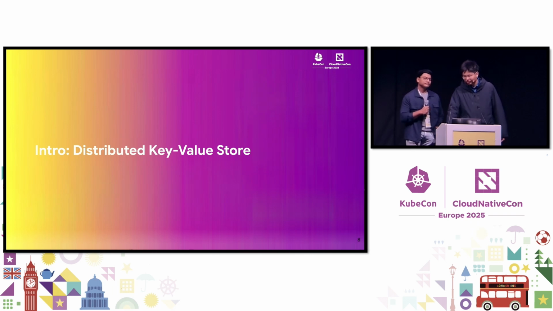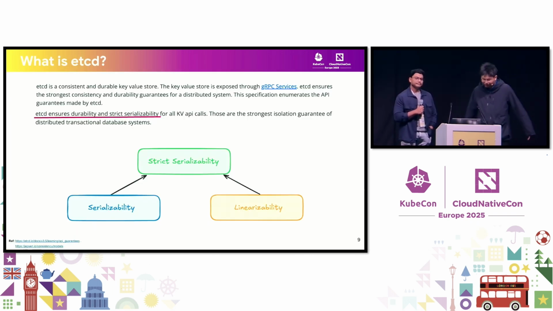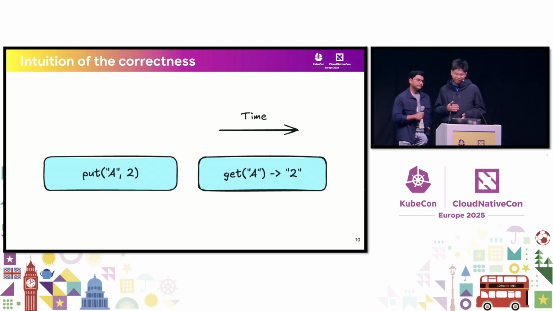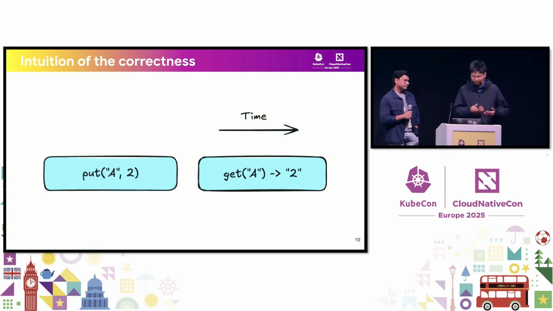So let's have a quick intro on distributed key value stores. etcd ensures strict serializability, but what does that actually mean? Let's take a step back and think about what correctness actually is. Say we have two operations: a put a equals 2, and a get a out of the key value store, and we execute them sequentially. Intuitively, we would expect the get result to be the value of the last put. That's how we intuitively think of the value coming out of the key value store, right?